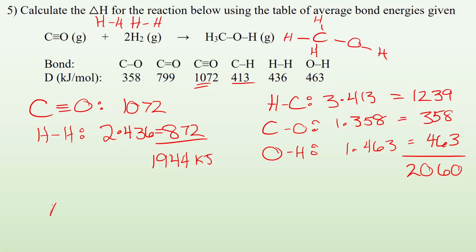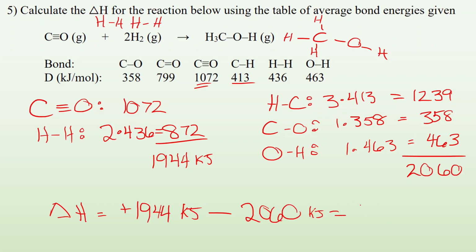So the overall delta H is going to be, well, I invested 1,944 kilojoules and I released 2,060 kilojoules making the new bonds. So my overall change is going to be negative 116 kilojoules per mole as my final answer.